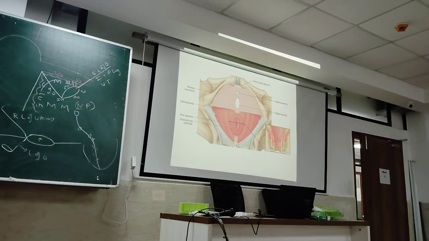In the perineal membrane, there are two major openings in females, the urethral opening and the vaginal opening. In males, there is only one major opening, that is the urethra.